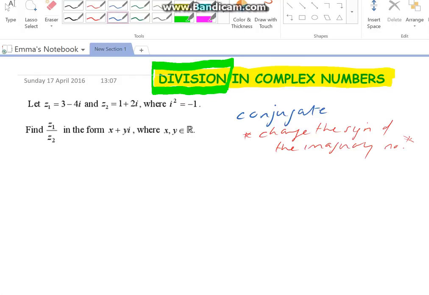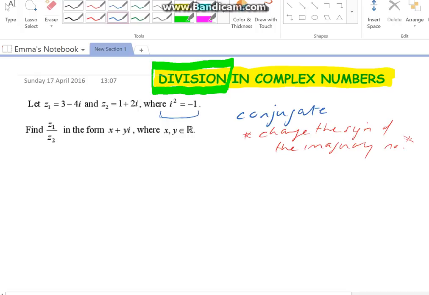Okay, so they said to us, let Z1 equal 3 minus 4i and Z2 equal 1 plus 2i, where i squared is equal to minus 1, so we will need that at some stage. Find Z1 over Z2 in the form x plus yi, where x and y are real numbers. The x is just the real number, and y is going to be your imaginary number. So your answer is going to be in that form, something like 3 minus 4i.